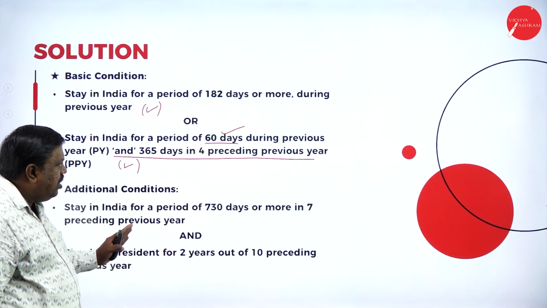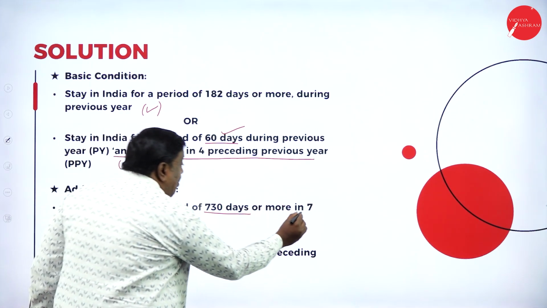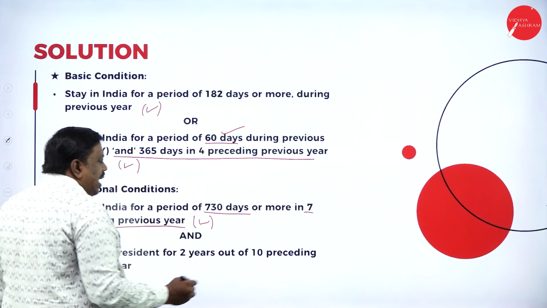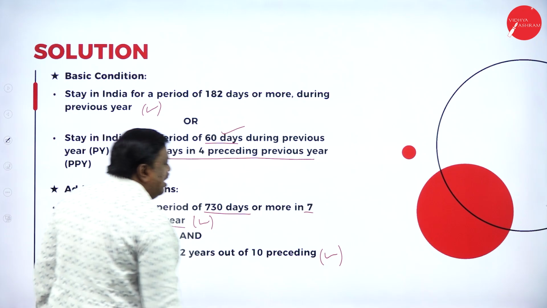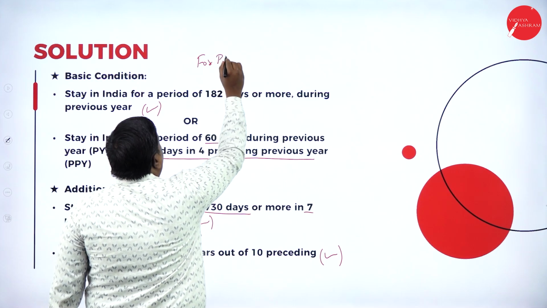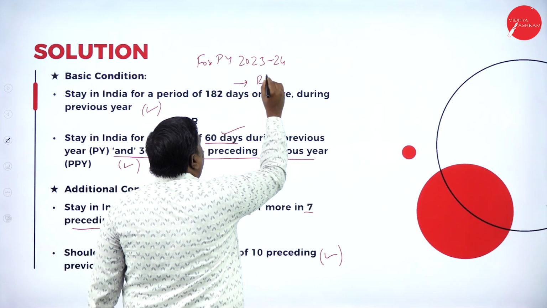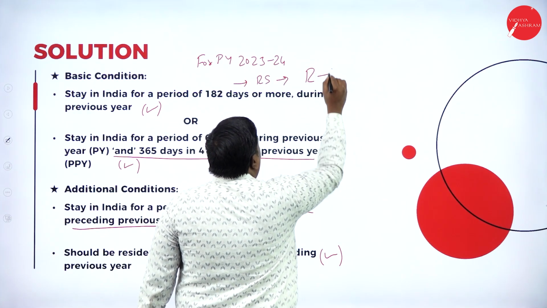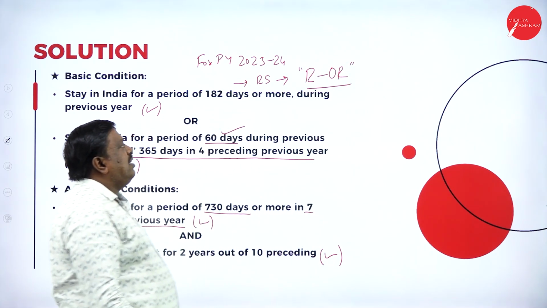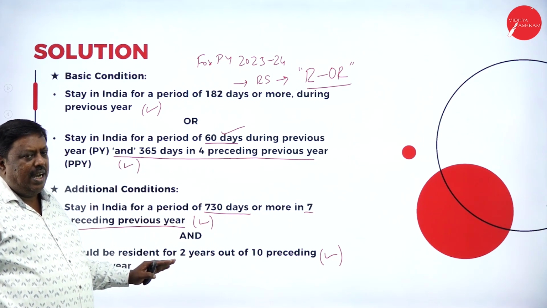What is my additional condition? I should be in India for 730 days in the 7 preceding previous years. I'm more than that, so I've satisfied the additional condition and the second additional condition also. The conclusion for the previous year 2023-24 is that my residential status will be resident, ordinarily resident, because I've satisfied both the basic conditions as well as both the additional conditions.